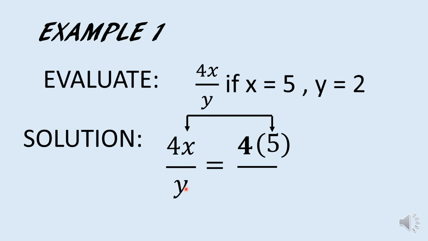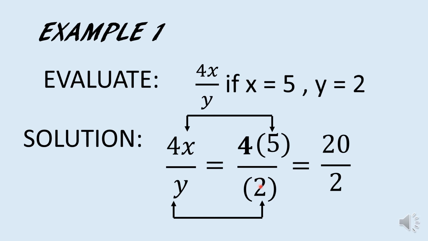So, dito sa ating denominator, you have y. So, yung y natin is 2. So, change yung y into 2. Okay? Next. So, we're going to multiply now. We have 4 times 5, so that is equal to 20. And then, just copy 2 kasi wala naman tayong times dito, no? So, kung 2 times 1, so still magiging 2. So, therefore, you have now 20 over 2.